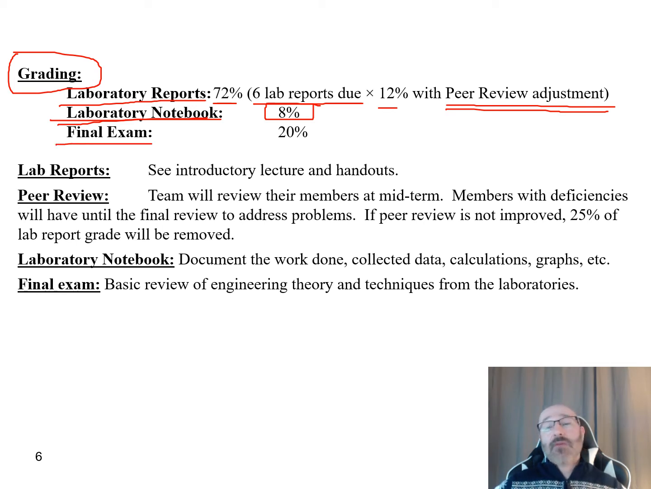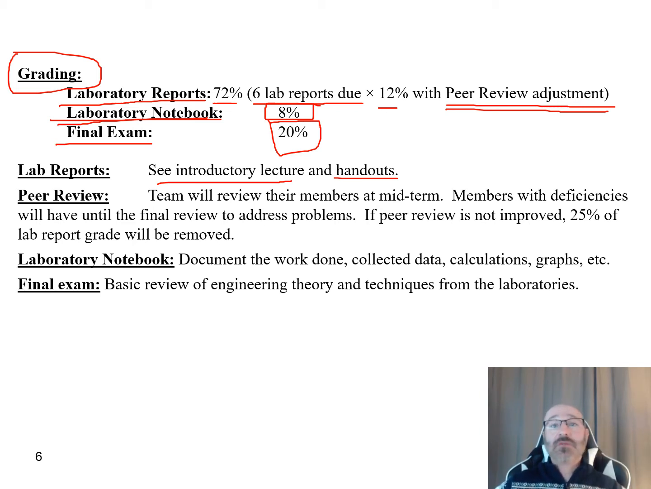Lastly, there will be a final exam. This will be 20% of your grade. This will be an online Blackboard exam, probably about 20 questions, multiple choice, all related to your readings, the lectures, and the laboratory handouts. So I will be providing you some handouts, templates, and introductory lectures all through Blackboard that you can use to reference for how you write your lab reports.